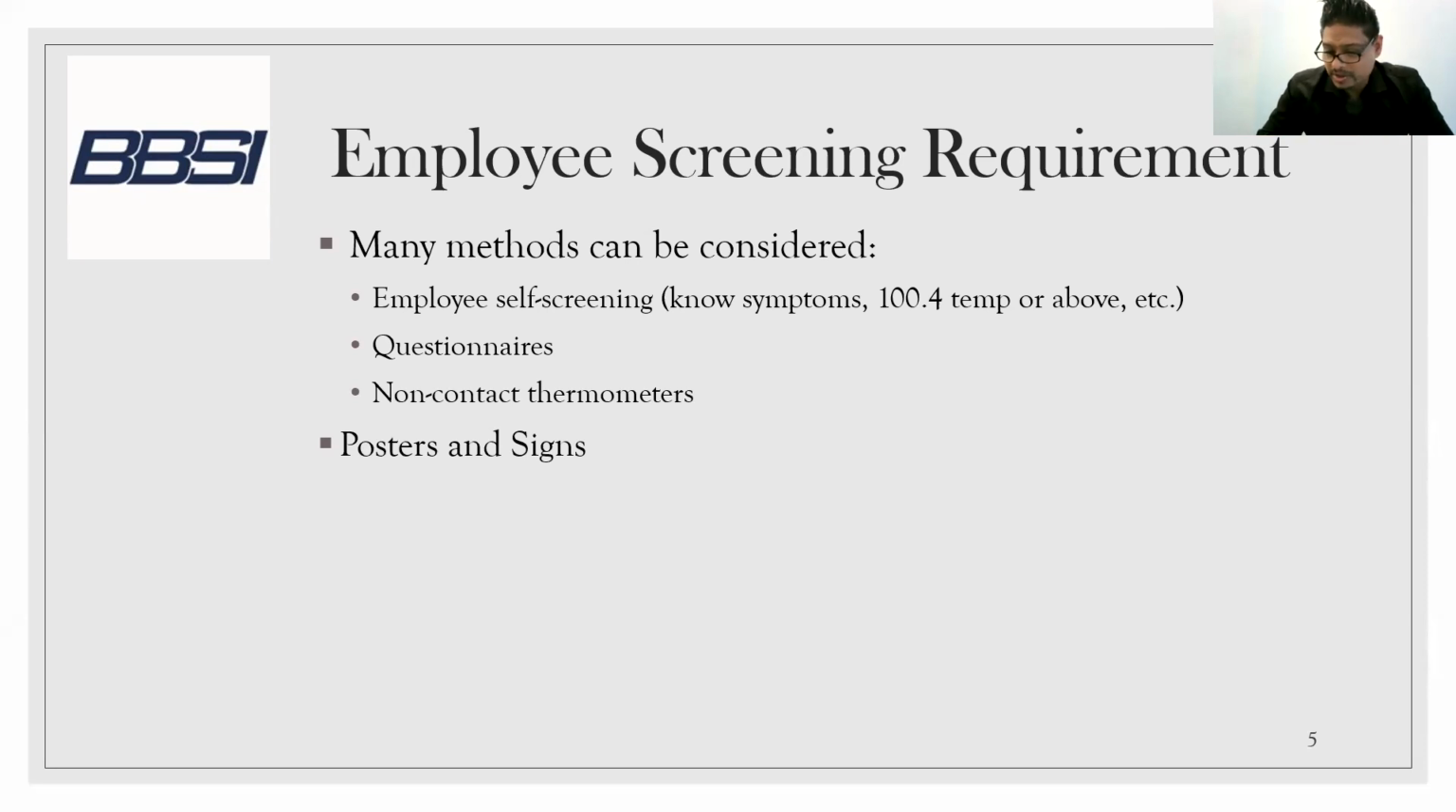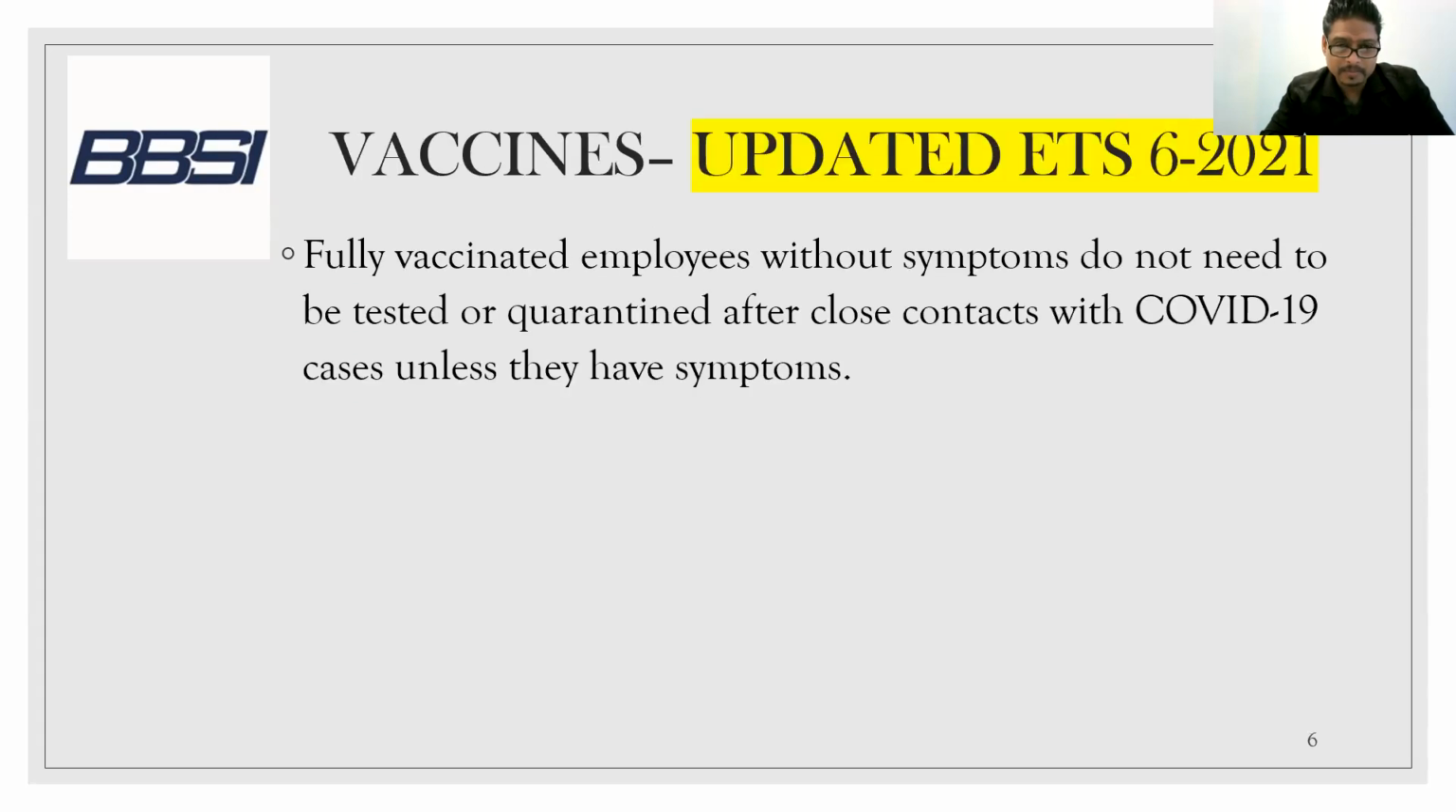You can also use questionnaires. So for example, if people come in, you might have a questionnaire, and you probably see this as you're going to different stores. If you are exhibiting these symptoms of COVID-19, please do not come into the building. So you can use various methods of self-screening or screening that would be in compliance. And as I mentioned, you can even use posters and signs. Okay, next slide, please.